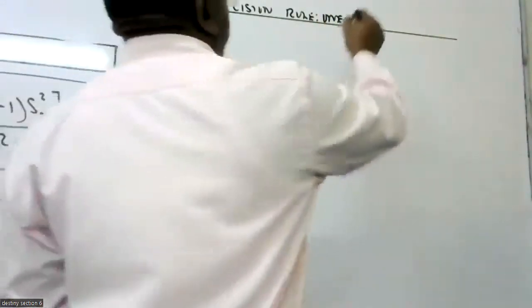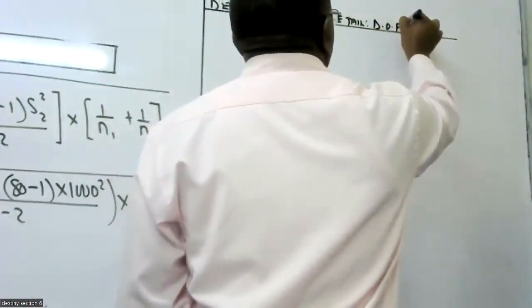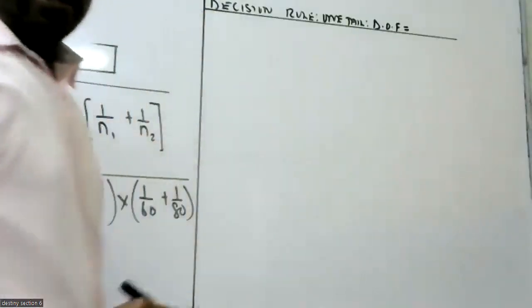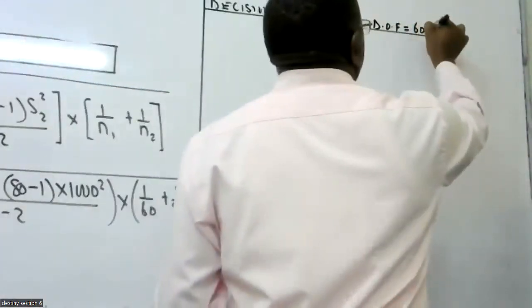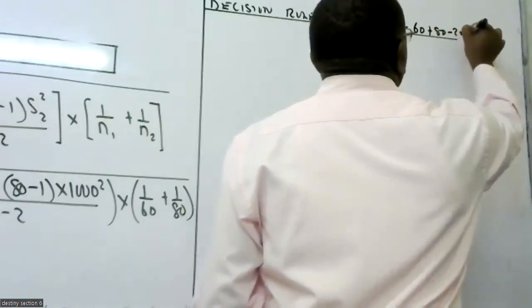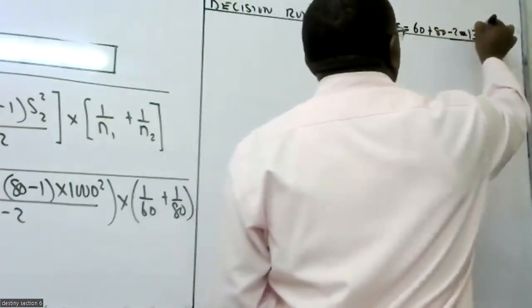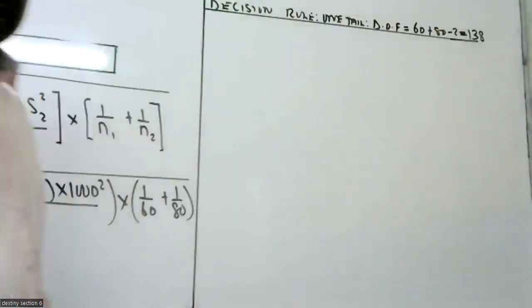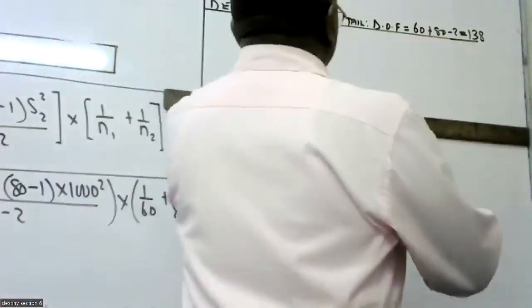And the degrees of freedom will be 60 plus 80 minus 2. That is 138. The degrees of freedom will be 138.